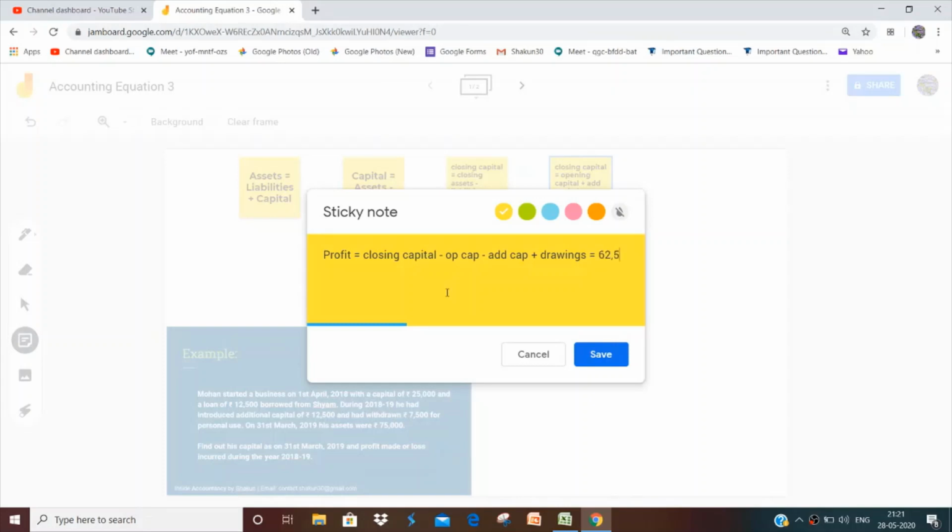So when we apply this formula, our closing capital which we just calculated was 62,500. From this we are going to subtract the opening capital which was given in the question as 25,000. Additional capital was also given in the question as 12,500 and the drawings again was given as 7,500. So after adding and subtracting all these, we get the answer, that is 32,500, which is your answer. I'm showing it in blue so that you remember. It's better this way. Right, so this is our answer.